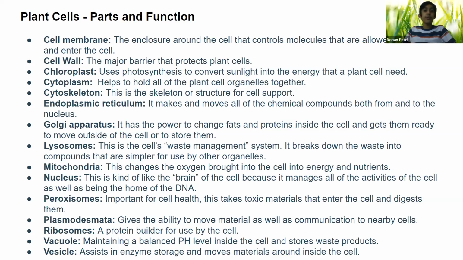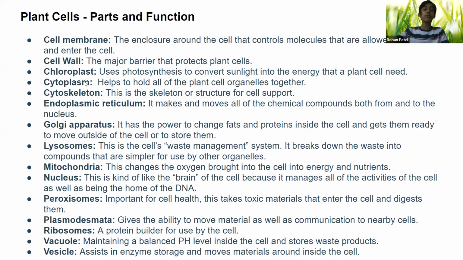We have our ribosomes, which are the protein builders. And we have our vacuole, which maintains the pH level and stores waste, water, and nutrients. And lastly, we have our vesicle, which assists in enzyme storage and moves materials around and inside the cell. This is the plant cell.